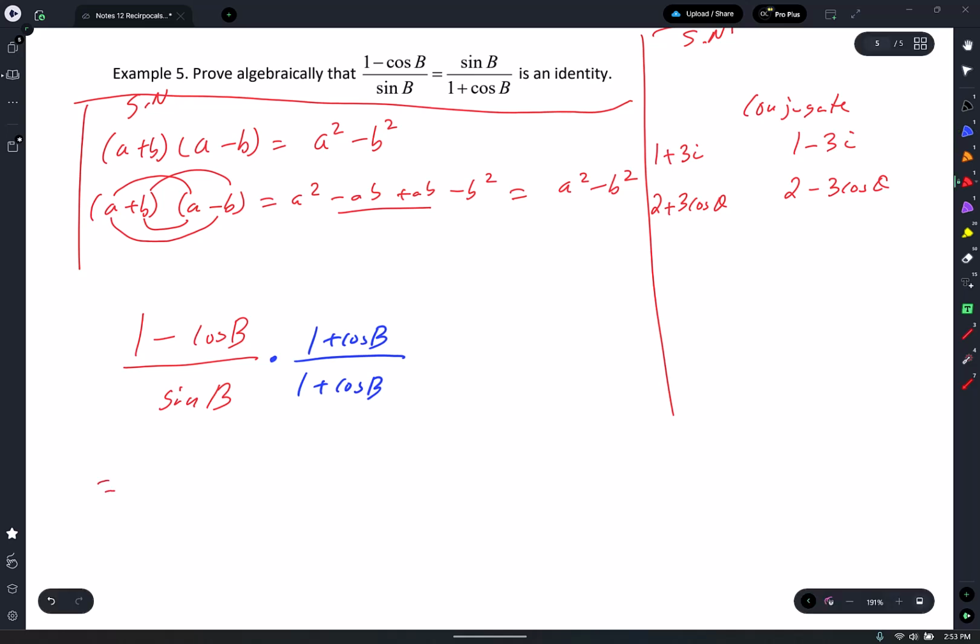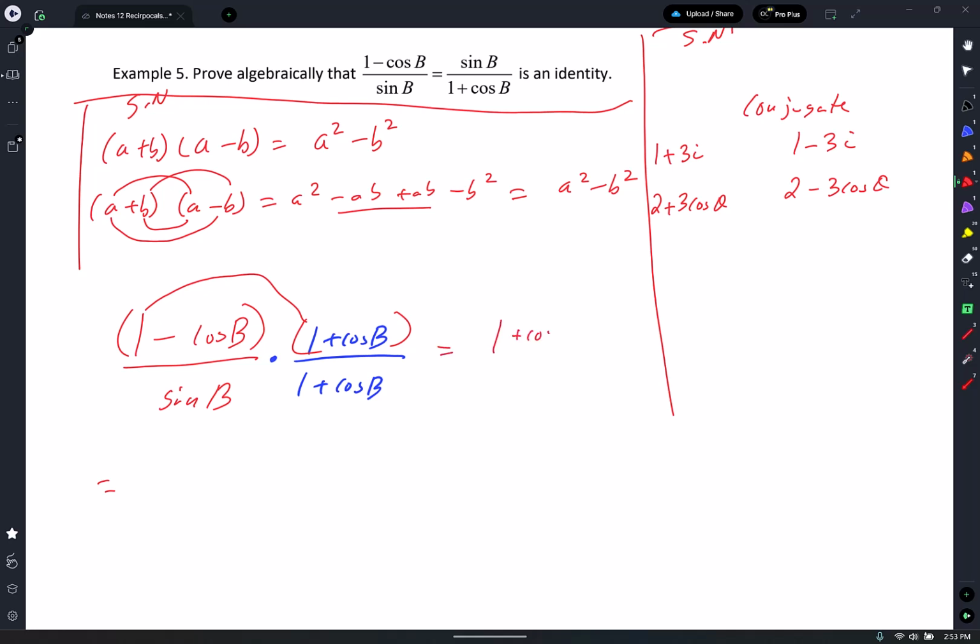Like I said, the numerator is just going to give you the difference of squares, 1 minus cosine squared. But if you don't see that, put parentheses on them. 1 times 1, that's a 1. 1 times positive cosine b, that's a positive cosine b. Negative cosine b times 1, that's a minus cosine b. And negative cosine b times positive cosine b, that's a minus cosine squared b. Do you guys see that? So the middle terms zero out. And on the bottom, don't even distribute them.